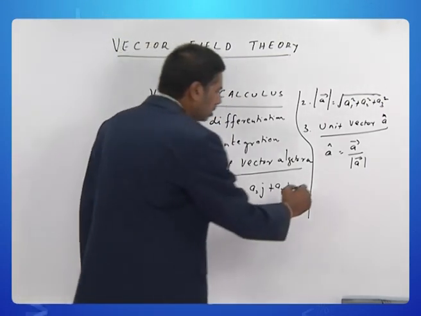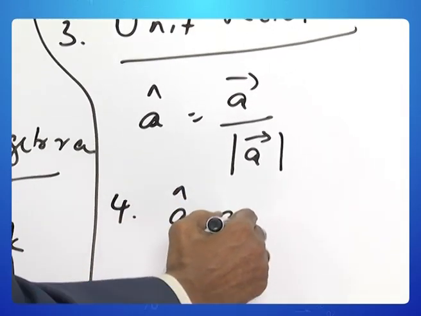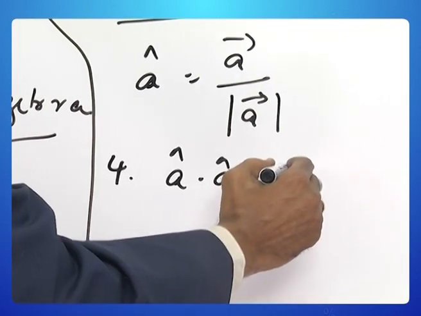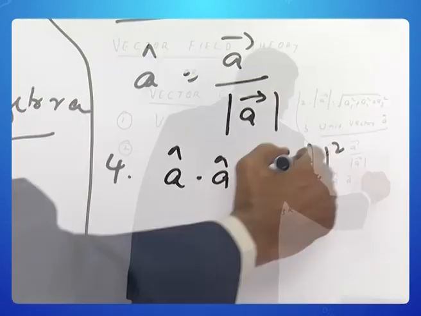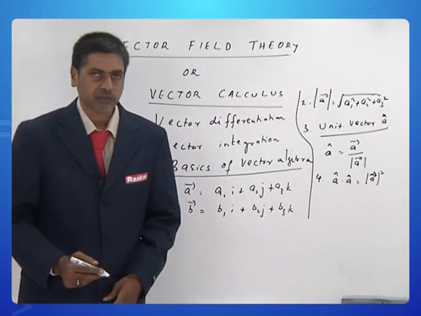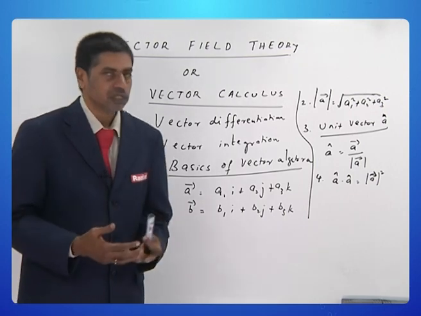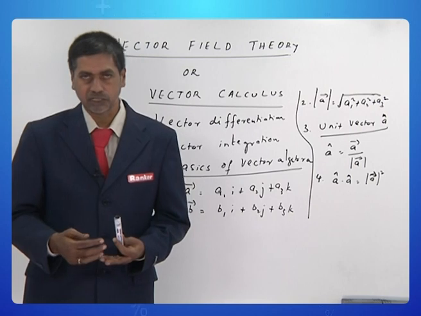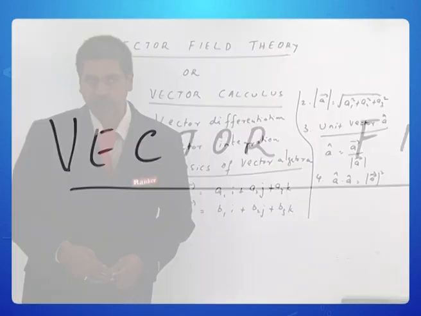Obviously, when you take a cap dot a cap, you will get magnitude of a whole squared. One can easily verify that, but this can be a very useful but small result. Now we will then see how these vectors can be combined, A and B. We can add, subtract and multiply. So let us see that in the next slide.